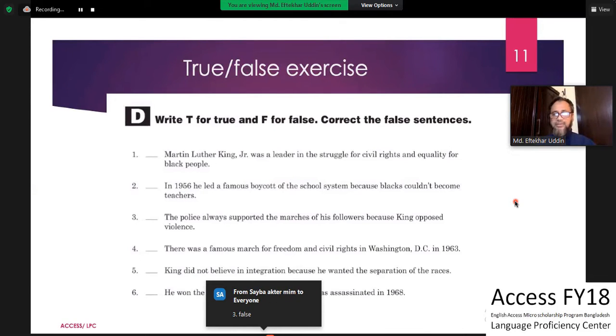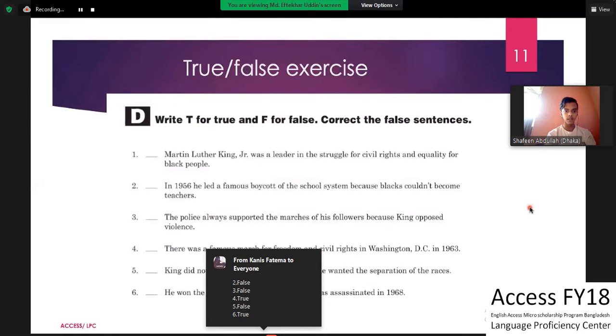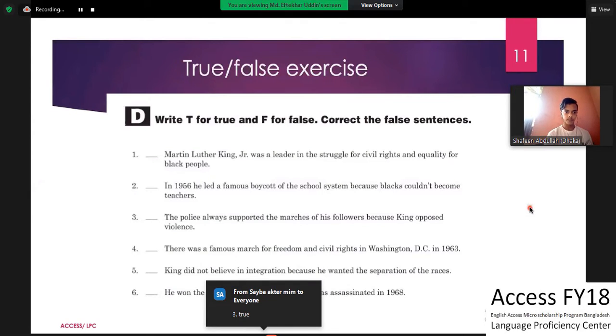Shafin Abdullah, are you there? Yes, sir, I'm here. So can you please read out the first one? Okay, sir, thank you. Martin Luther King Jr. was a leader in the struggle for civil rights and equality for the black people. Is it true or false? Sir, it is true. Okay. Thank you.